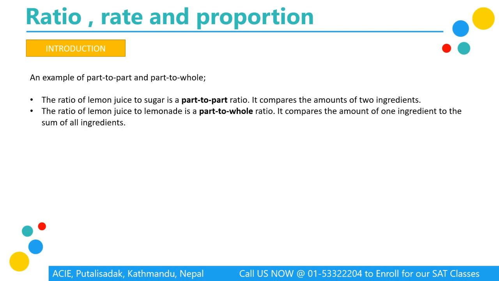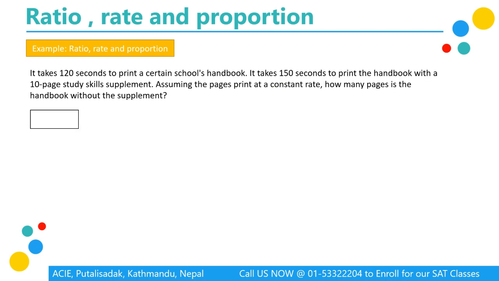Now an example of part to part and part to whole, I've already given it, but still one more. A ratio of lemon juice to sugar is a part to part ratio. It compares the amount of two ingredients. The ratio of lemon juice to lemonade is a part to whole ratio. It compares the amount of one ingredient to the sum of all the ingredients present. Now, let's move on to one of the examples.